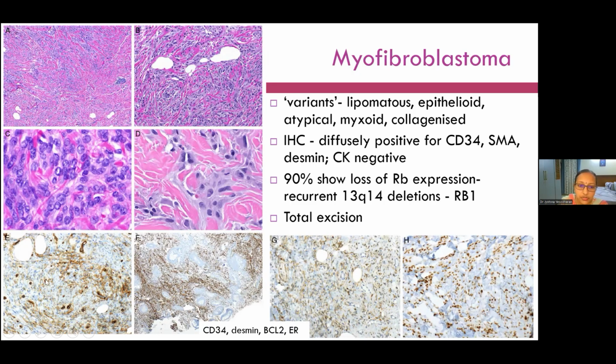IHC markers, as I told you, are very important because of the significant morphologic overlap. And what you should understand is for all these lesions, it's not that you throw a big panel of IHC markers. You have to be judicious in your use of IHC markers. You have to study the morphology and apply markers accordingly. Otherwise, they may not help you. So these lesions are usually CD34 positive, Desmin positive, BCL2 positive, and even ER positive. And total excision would suffice to treat them.